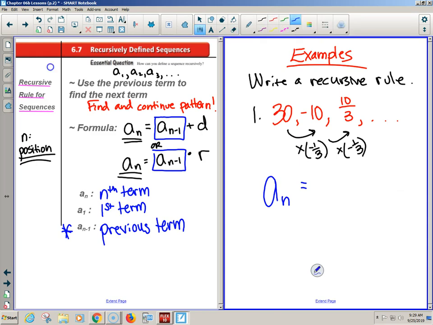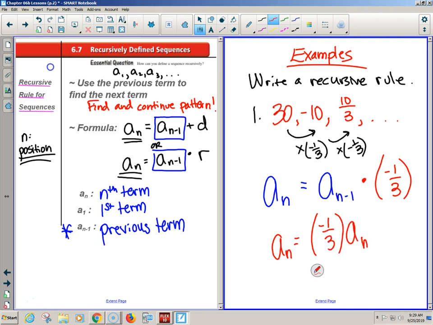Which one makes more sense, guys, for this one? Would it be times r or plus d? Yeah, so we would do times, and who is your r? Negative 1/3. So the rule would be, to make it look all nice and pretty, a sub n is equal to negative 1/3 times a sub n minus 1. That is the rule. You could tell a computer this and just say, you know what, just keep multiplying by negative 1/3 over and over and over again.